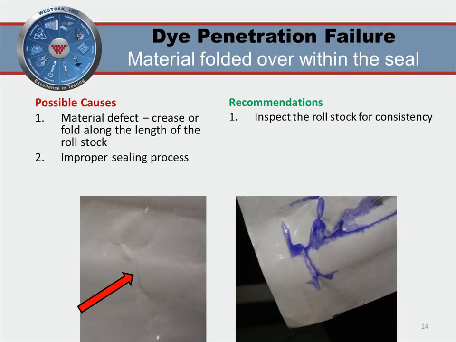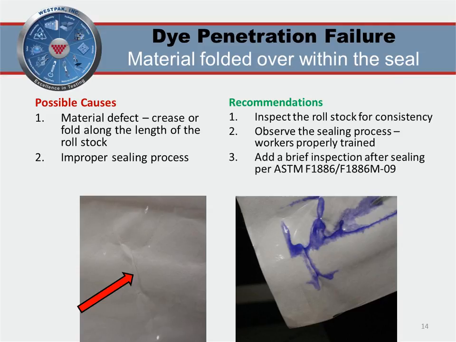So I would recommend inspecting the roll stock for consistency for any defects if it is a material issue. Also, observe the sealing process. Check to see if your operators are operating the sealing equipment properly. Make sure they're properly trained to use the equipment. You can even add a brief inspection after sealing. This could be as simple as taking a look at the seal after it's been sealed to just make sure it looks good. Of course, visual inspection isn't always the best way of finding defects, but you'll at least be able to spot any obvious ones or gross ones. And with a defect like this, you should be able to spot it visually right away. So that's pretty much dye penetration.